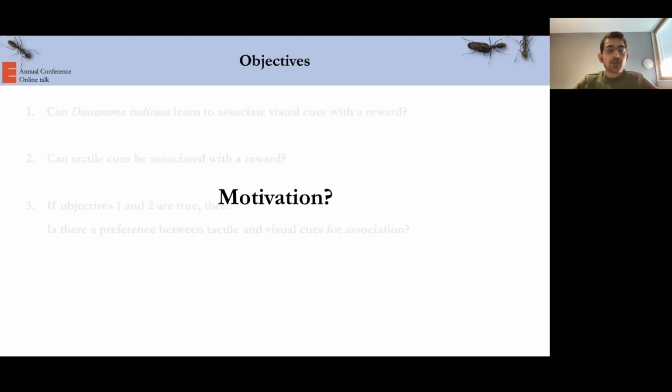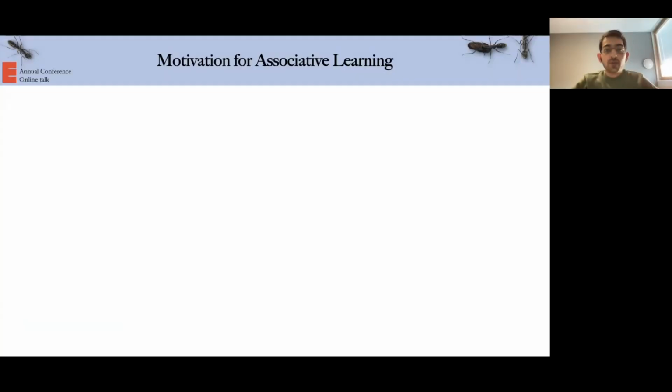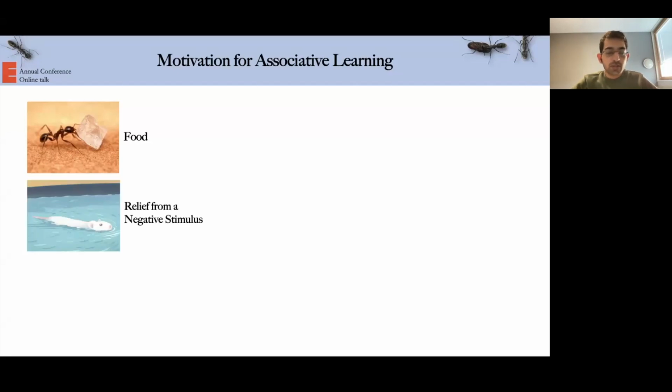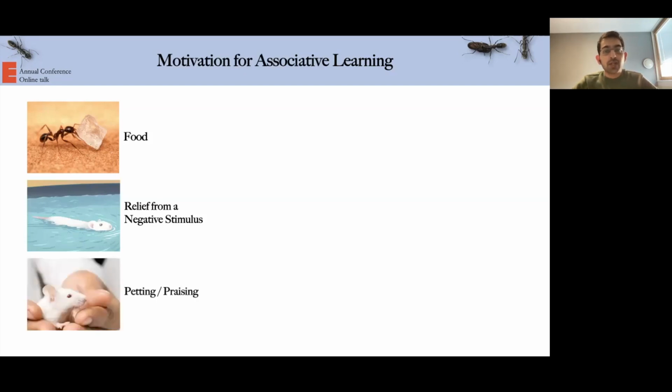Now, all associative learning studies require a motivation to allow training an individual to learn a cue. So what do we use as a motivation here? Food has been the quintessential source of motivation in learning paradigms for many animals. Similarly, relief from a negative stimulus like escape from water or electric current in rats has also been used as a motivation. Praise and petting have served as motivations in animals like mice and dogs.